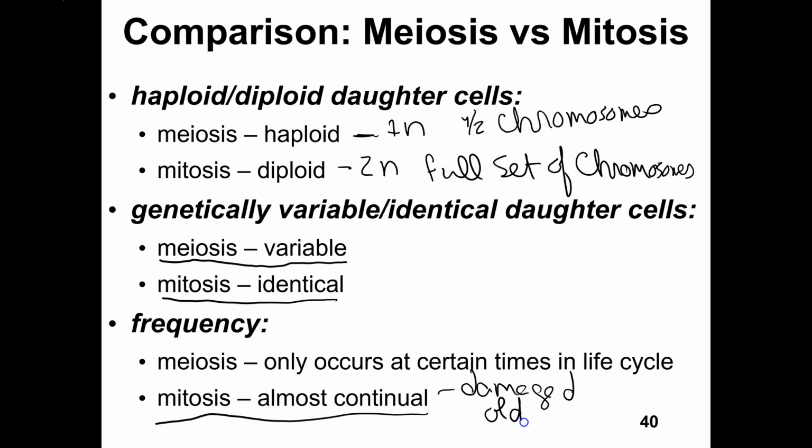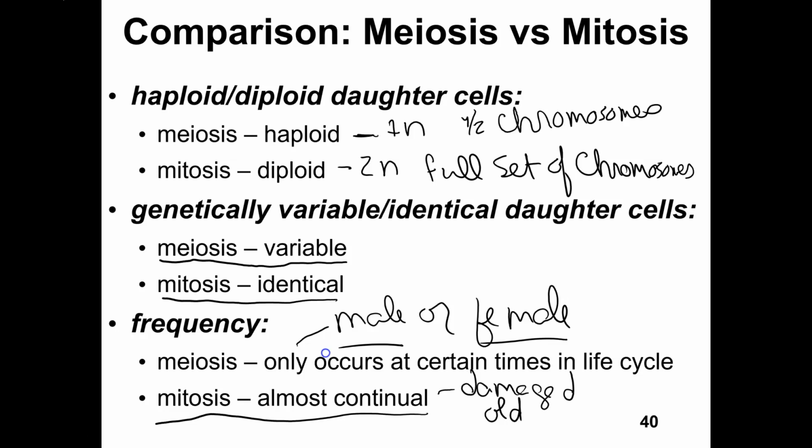Skin is just an example. Meiosis, on the other hand, occurs only at certain times in a life cycle. So that will depend on if you are male or female for humans. In males, meiosis starts at puberty and occurs throughout the rest of their life. Whereas for females, meiosis actually starts prior to birth. So before we're even born, during fetal development, we are undergoing meiotic divisions in our ovaries.